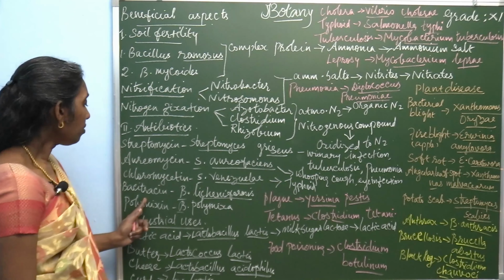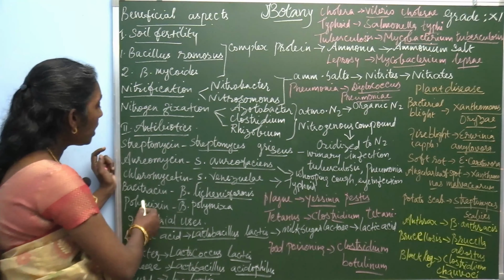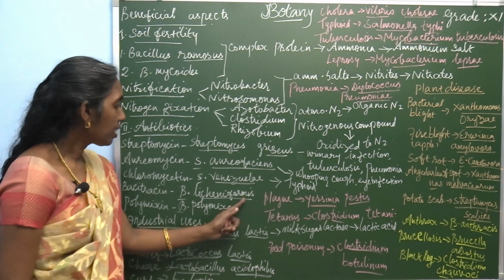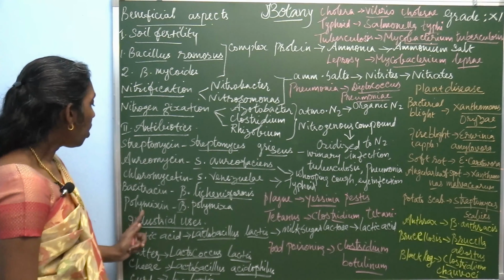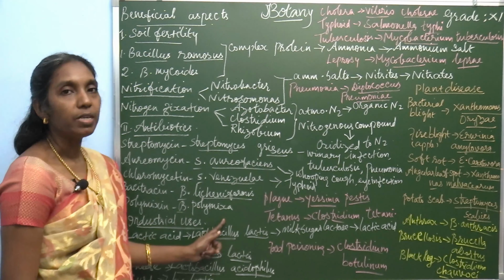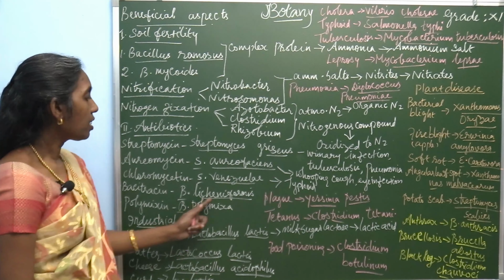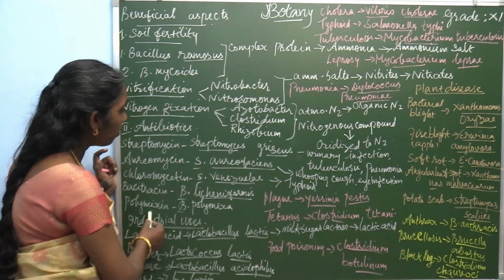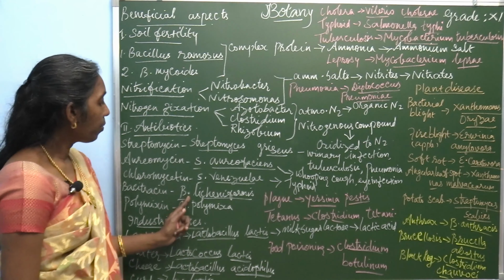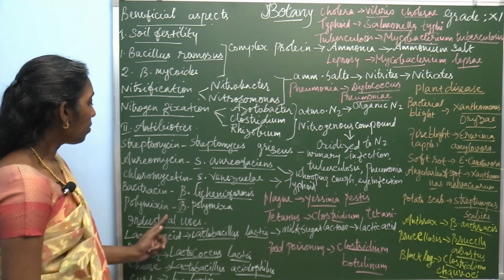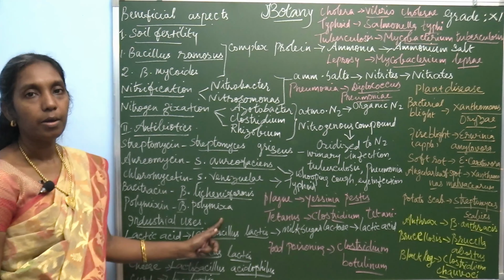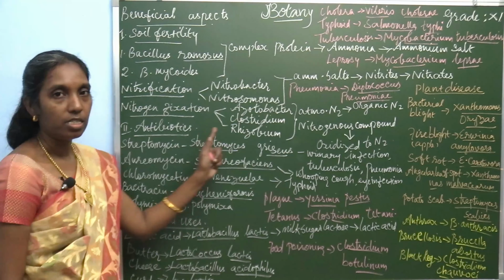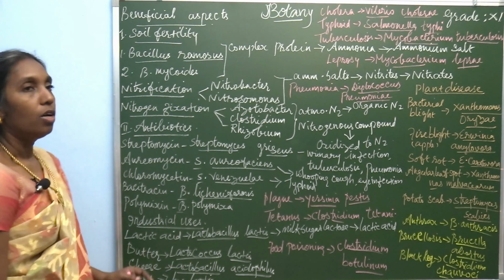Then bacitracin. Bacitracin is obtained from Bacillus licheniformis, and polymyxin is obtained from Bacillus polymyxa. These are Bacillus species, Bacillus licheniformis and Bacillus polymyxa. So, bacitracin is obtained from Bacillus licheniformis and polymyxin is obtained from Bacillus polymyxa. So, these all bacteria are used for the production of antibiotics.